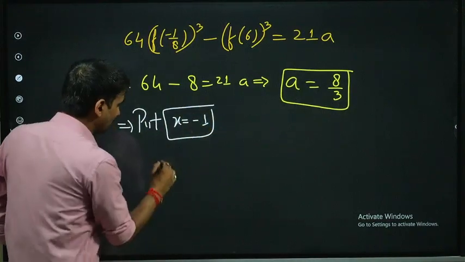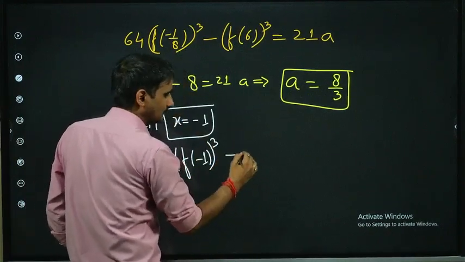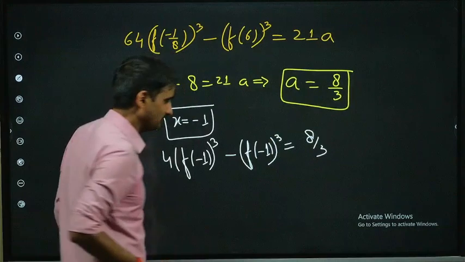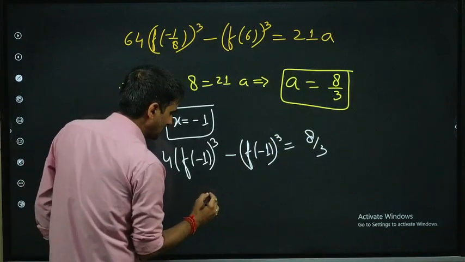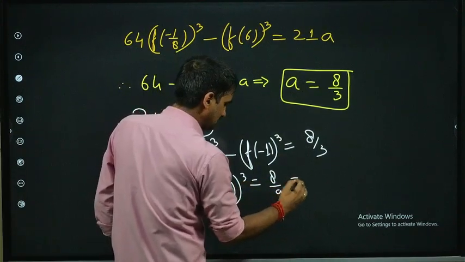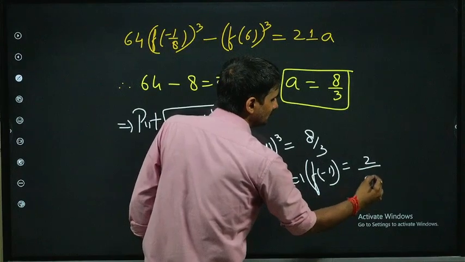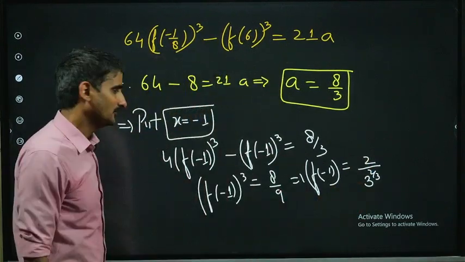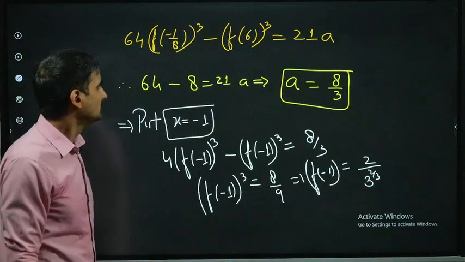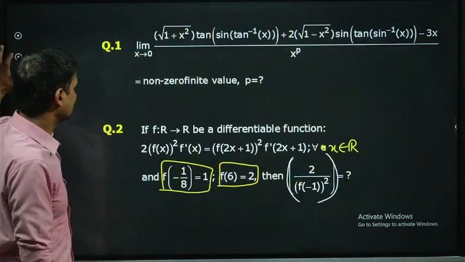So we get here 4 times f of minus 1 whole cube minus f of minus 1 whole cube is equal to 8 by 3. Okay, so we get simply f of minus 1 whole cube is 8 by 9, so f of minus 1 is (2/3) raised to the power 2 by 3. That's it. So square it and then divide by 2, and we will get the answer here. Okay, so I believe that should be the answer. So that was the second question of the day.